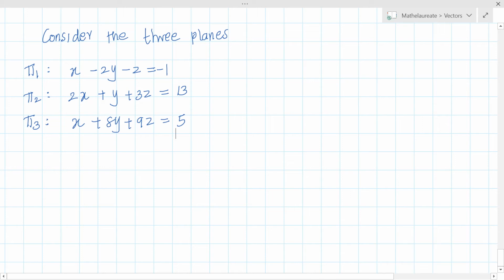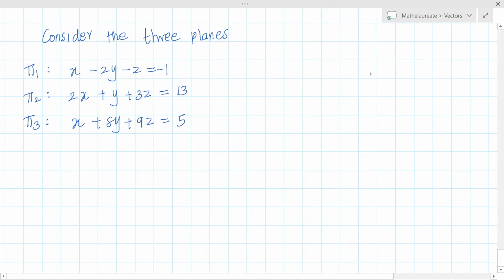In this lesson, let us see an example of three planes making a no solution category. Consider the three plane equations. Pi1 is x minus 2y minus z equal to minus 1. Pi2 is 2x plus y plus 3z equal to 13. And the third plane is x plus 8y plus 9z equal to 5.